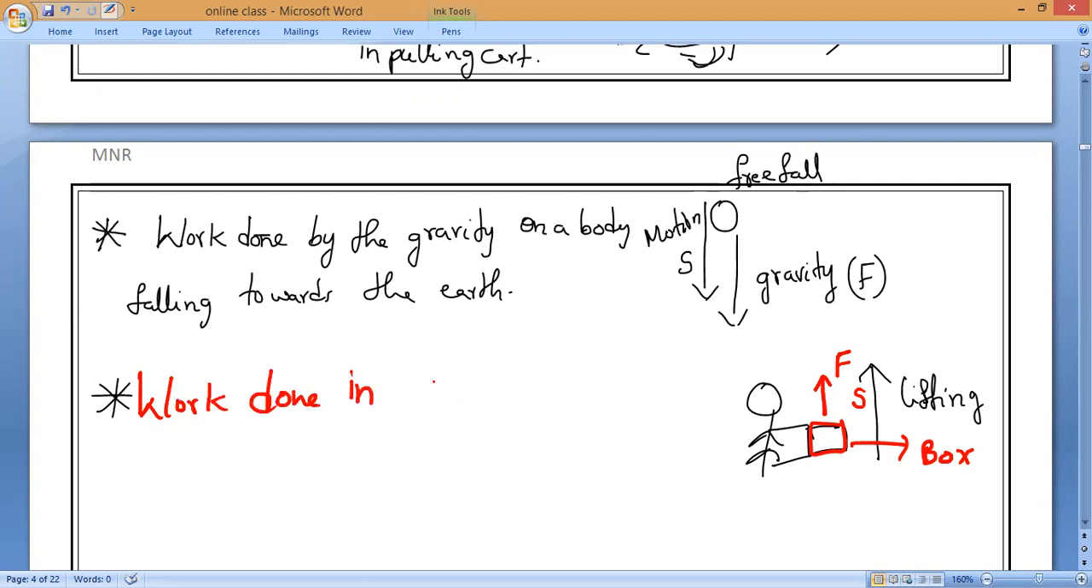So work done in lifting a heavy load by a man. Please note down. So these are the examples which I can give for positive work done. Anyone having any doubt, you can ask me, or else complete it fast. Do it fast. Any doubt?